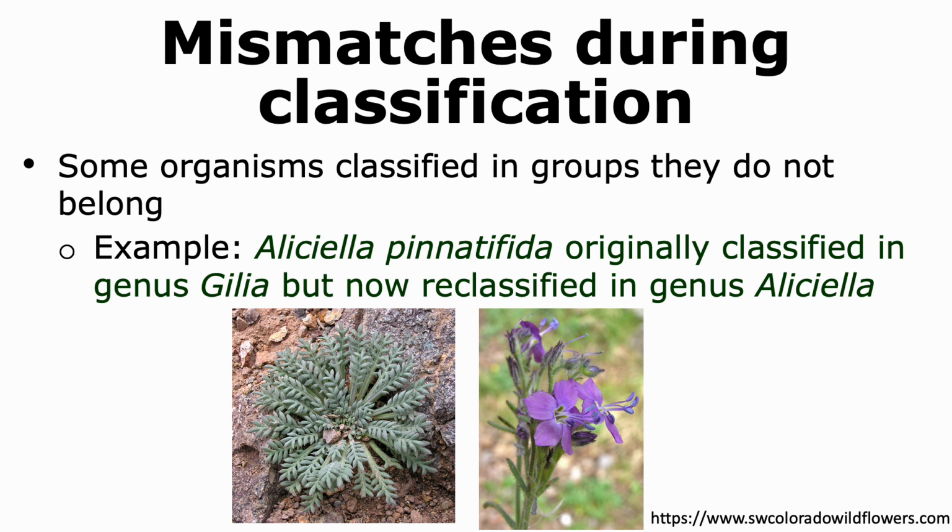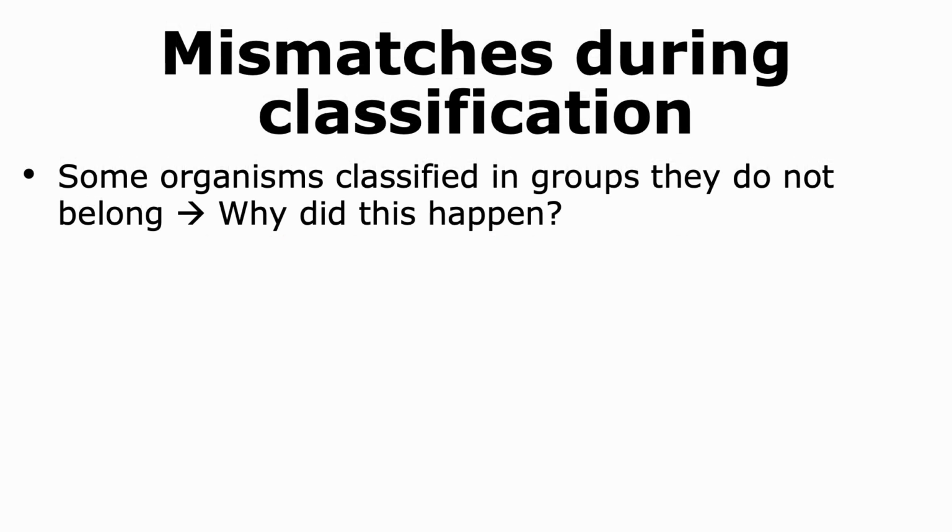Many different organisms have been classified in their appropriate taxonomic groups, but in some cases, they have been classified in groups which they don't belong in because they're not as similar as the other members present in those groups. For example, the plant Alicelia pinnatifida was originally classified in the genus of Gilia, but now it has been reclassified into the genus of Aliceala. Hence, it begs the question, why did we classify organisms into groups that they do not belong to in the first place?